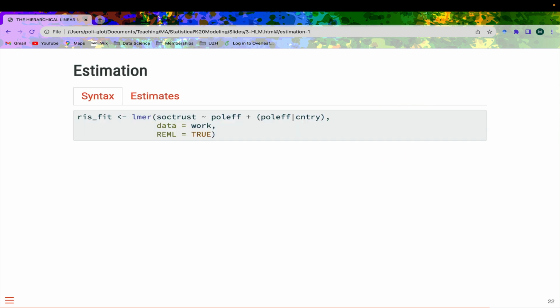How would we implement that in R? Quite simply, we just change the last bit of the syntax. We replace the 1 bar country by pol F bar country. And what now is going to happen is that R will estimate a variance of the intercept and a variance of the slope. It doesn't actually give us the covariance between the intercept and the slope, but it will give us the correlation between the intercept and the slope, which is often more telling.